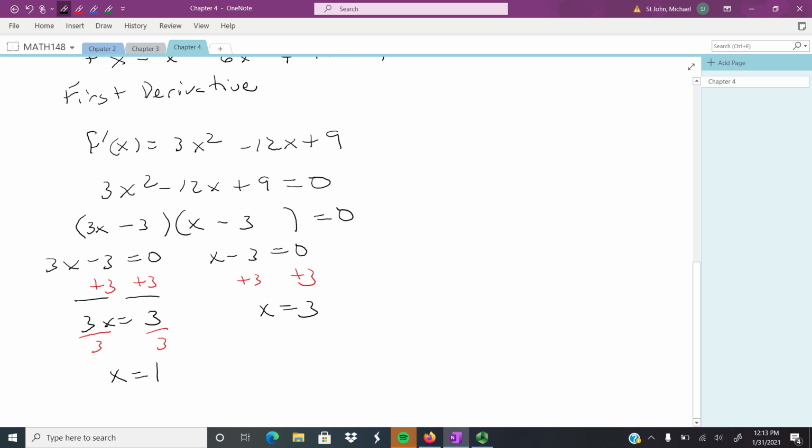So we have that. So now that we have those numbers, the next thing we want to do is we're going to make a chart here. So I'm going to have over here my numbers I just found, which were the 1 and the 3. So we have this sort of number line, right? And then I have my factors, which was the first one was 3x minus 3. This was x minus 3. And then this is my derivative, right?